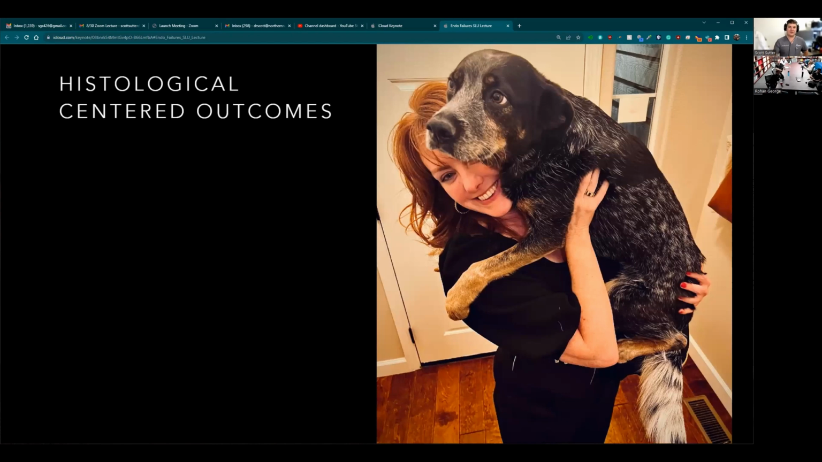So then we have histological-centered outcomes, which is based off of the histology, meaning that it's free of any inflammation at the apex. And so this is my wife and one of our dogs, Penny. And the reason I put that in there, have you guys done the outcome studies in classic lit that was based off of using beagles?